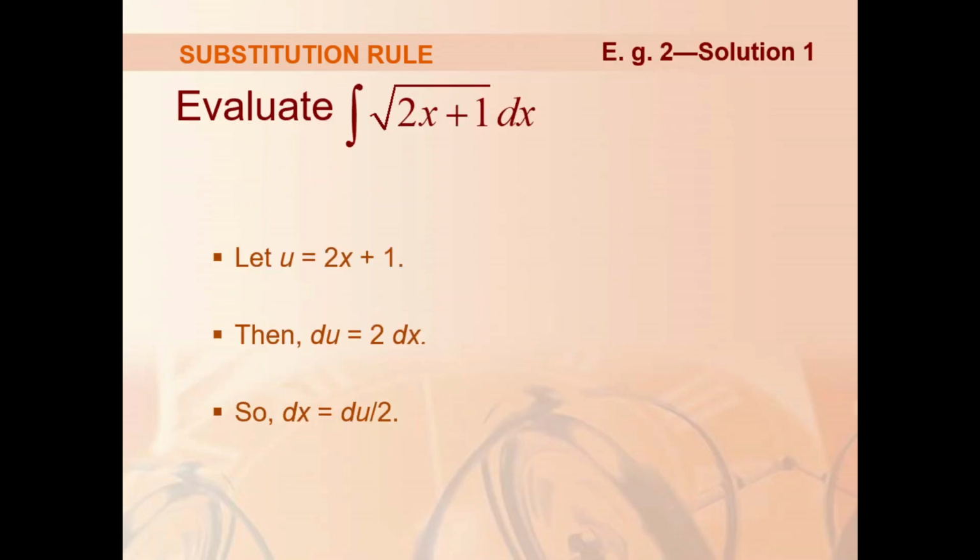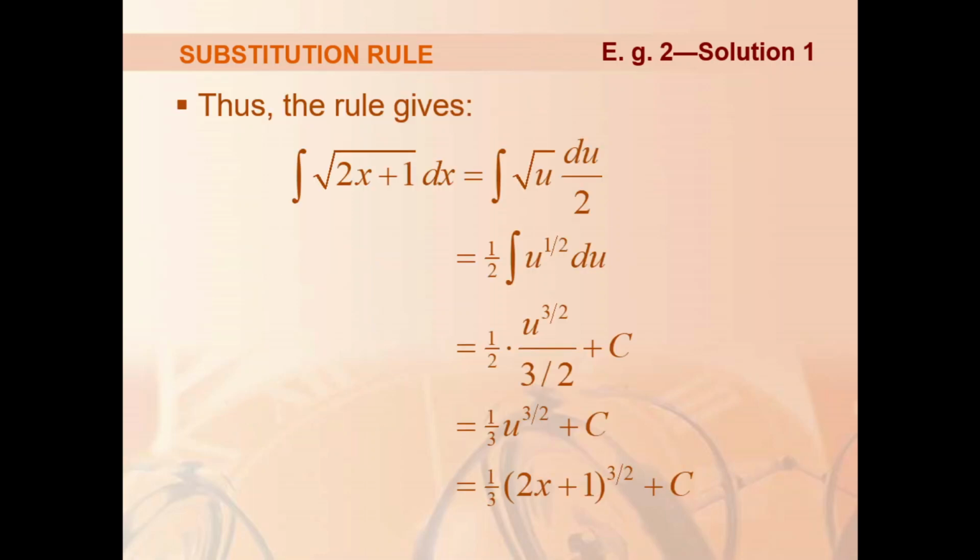So let's evaluate the integral of the square root of 2x plus 1 dx. In this case, I would highly suggest you put the square root as u, not 2x, because that doesn't give you anything. If you put u as 2x plus 1, you get 2 as the derivative, and we simplify the square root, which is to the power 1 over 2. Really easy, you just remove the square root. So let u be 2x plus 1, then du is 2 dx, so dx is du over 2.